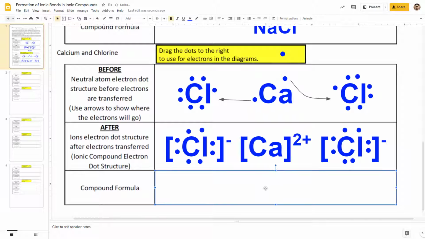Now in this compound, for the compound formula, we have 1 calcium ion, so we're going to write it like this. And we have 2 chloride ions. The positive always goes first, the negative goes second. Now we're going to do control comma 2, subscript 2. And that's because we have 2 chloride ions in this compound. And that's how you do this activity. Good luck. Remember, all compounds have to be neutral. That's it.